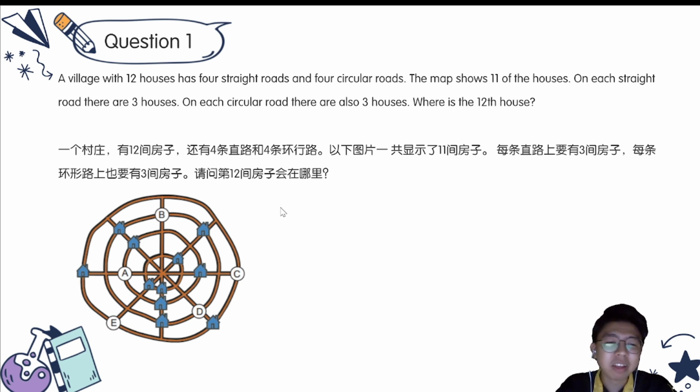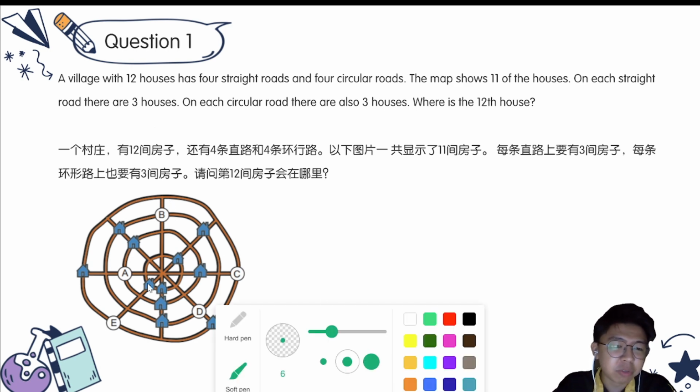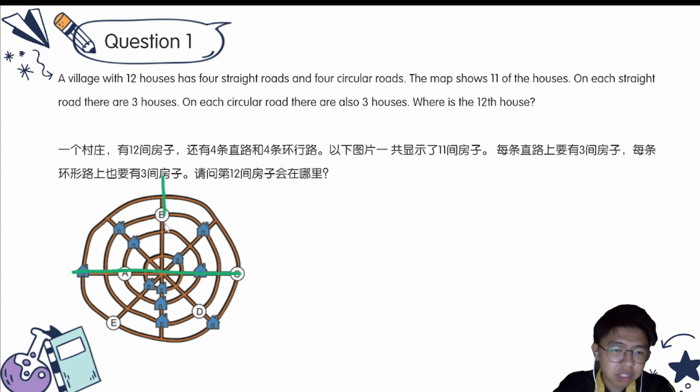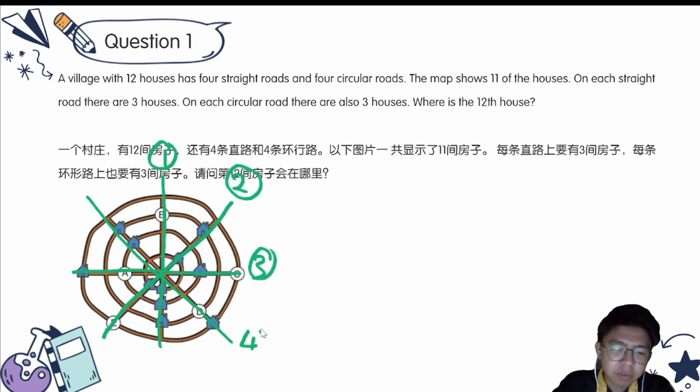picture here. Okay, so the map here shows only 11 of the houses, meaning that there's one house missing in this picture. On each straight road, there are 3 houses. This means that on each straight road, which is this one is a straight road, this is another one, and this is another one, and this is another straight road. Here, we need to label them down, 1, 2, 3, 4. Normally, I would do it clockwise. So I will label here 1, 2, 3, and 4.